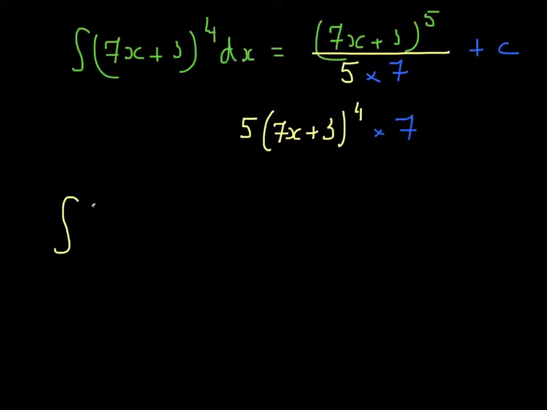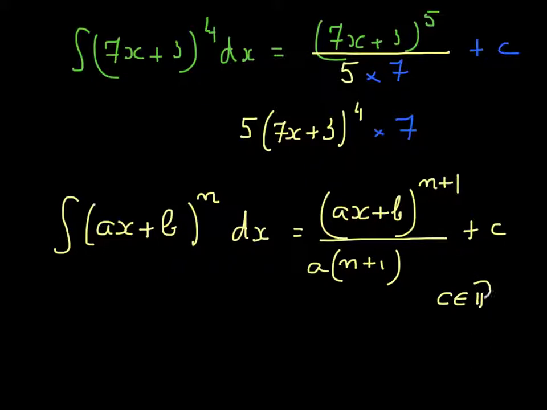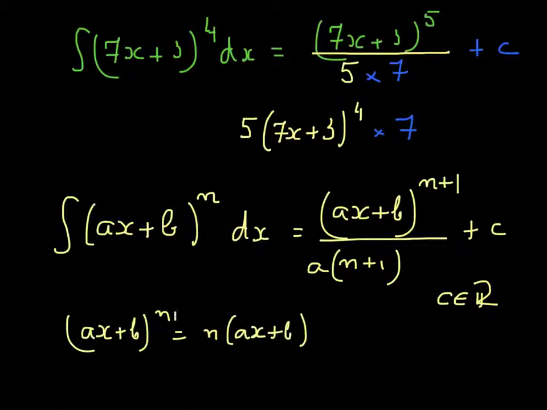As a conclusion, we get the formula: the integral of (ax plus b) to the power of n dx is (ax plus b) to the power of n plus 1 over (n plus 1) times a, plus c, which is of course undoing the rule. The derivative of (ax plus b) to the power of n plus 1 is n plus 1 times (ax plus b) to the power of n times a. Now you see why I need to divide by this a here.